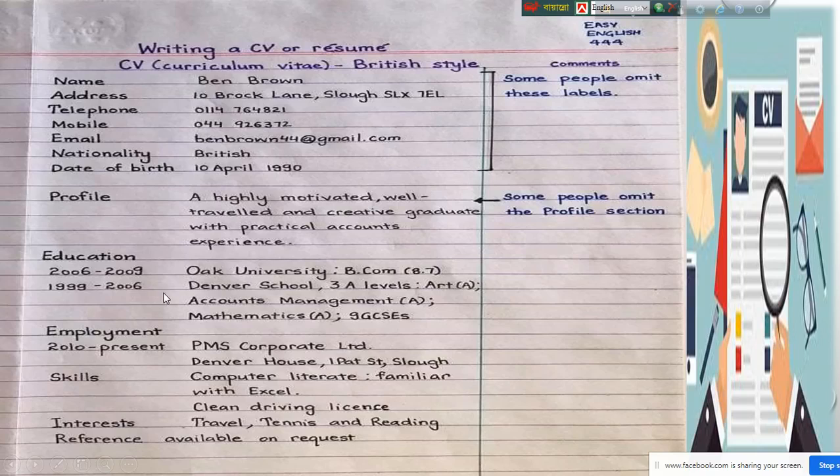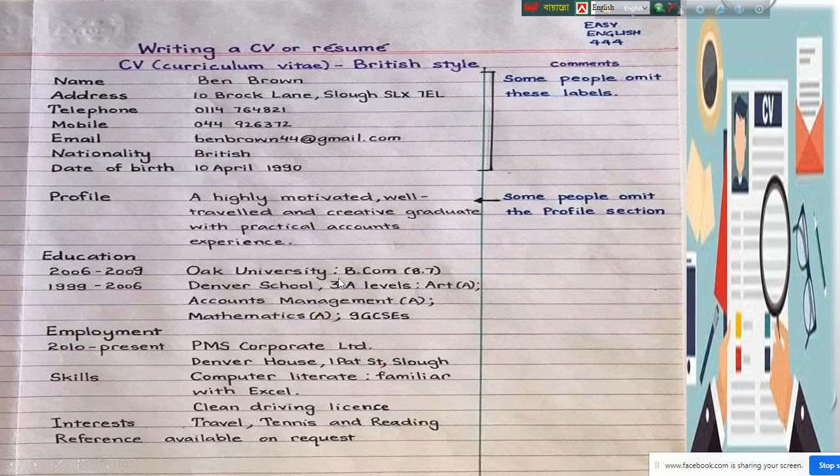Okay. And then educational information, you see 2000. This is very important. This is very urgent. This is a must that you have to include academic information, and you have to mention the time when you achieved this degree, right? So here you see 2006 to 2009. Okay, all right. University BCom. Grade is 8.7 maybe, and then 1999 to 2006 Denver School.